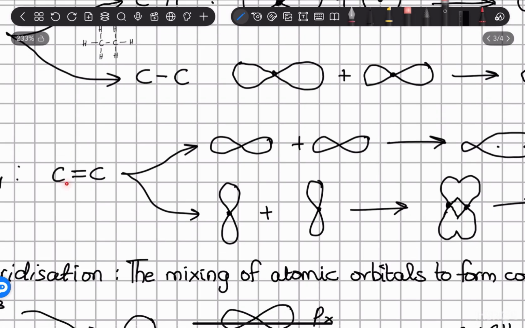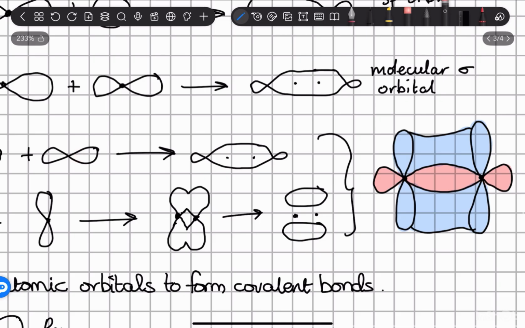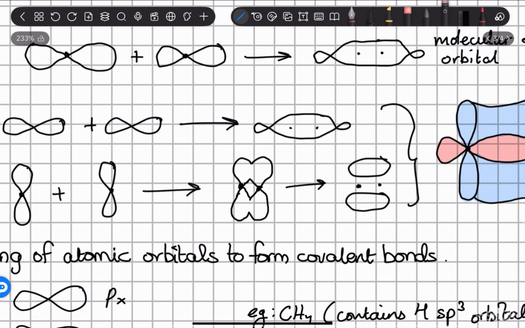So the CC sigma bond is the same as described here. There's not much difference. And then the pi bond is basically what I drew above. Our two different pi orbitals, whether px, py, or pz, overlap sideways. The lobes overlap sideways, and then they form this weird, let's say, hovercraft-ish shape. It looks very futuristic, I can't lie.